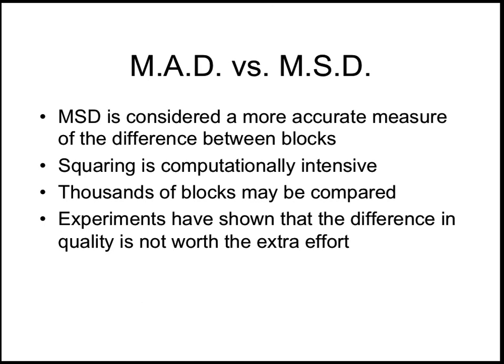So that's pretty much what I just said there. So you're going to have thousands and thousands and thousands of blocks to be compared. And that's very time consuming. So doing a square thousands and thousands and thousands of times is going to take you longer in the long run than just doing the absolute function. Okay? So the difference in quality is typically not worth the extra effort. But this has only been borne out experimentally, where you actually say, okay, do this and I'll measure how long it takes you. I do this and I'll measure the number of computations.